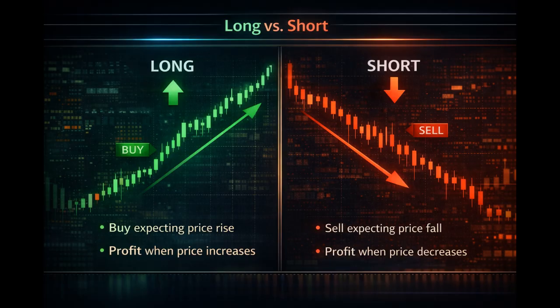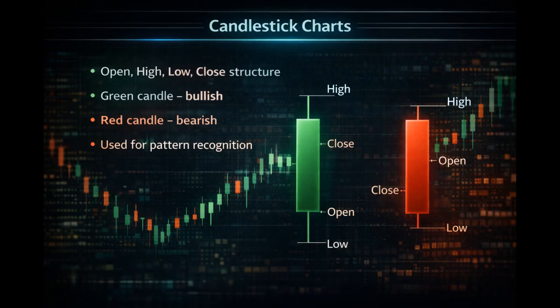Candlestick charts. Candlestick charts are the most commonly used chart type in financial trading. Each candlestick represents price movement within a specific time period such as 1 minute, 5 minutes, or 1 hour. A candlestick includes 4 key values: opening price, highest price, lowest price, closing price.